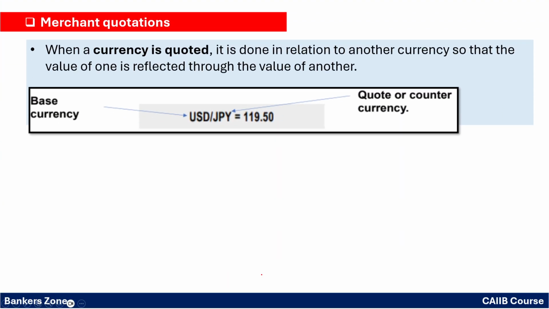Okay. See the quotation, how currency is being quoted. When currency is quoted, it is done in relation to another currency so that the value of one currency is reflected through the value of another. Meaning is very simple. See here. When the currency is quoted like USD to JPY 119.5, the currency at the left side is called the base currency. The currency at the right side, we call it the quote or the counter currency. See here.